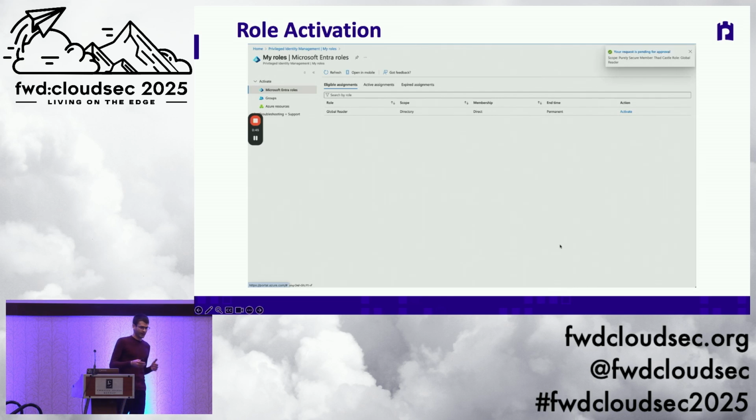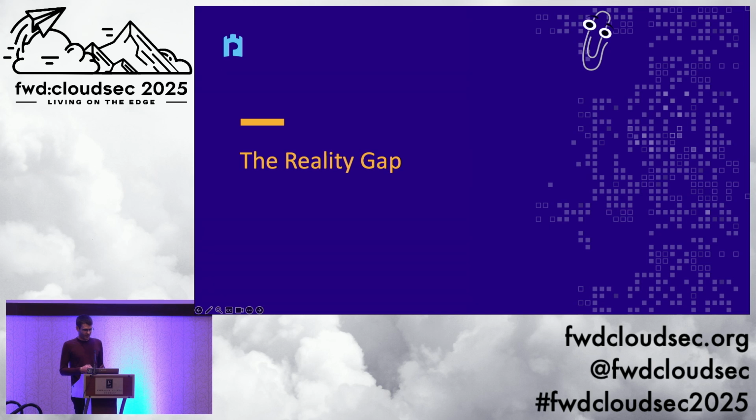And so, background on that: every single role with privileged identity management has a single policy. And you can go make changes to that policy. You can ask for justification, you can ask for an approval process, you can decide whether or not you're going to say, hey, you can always be assigned this or not. And so this is where we start to get into a bit of that reality gap.